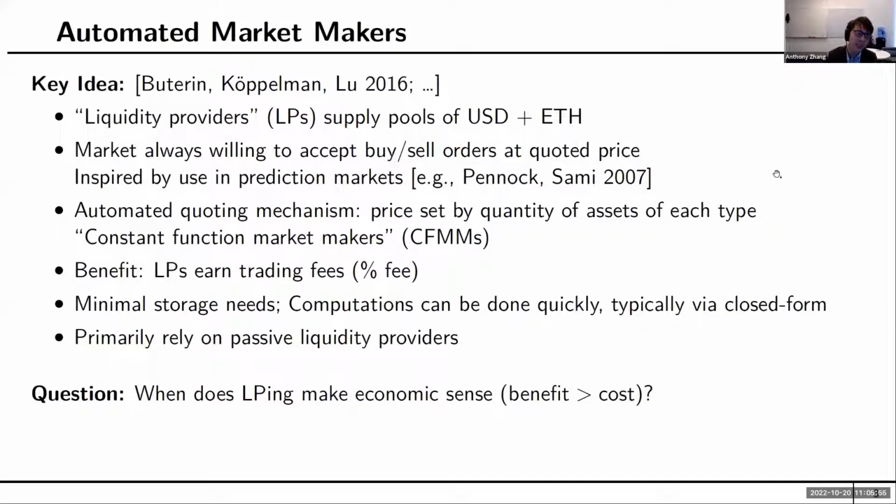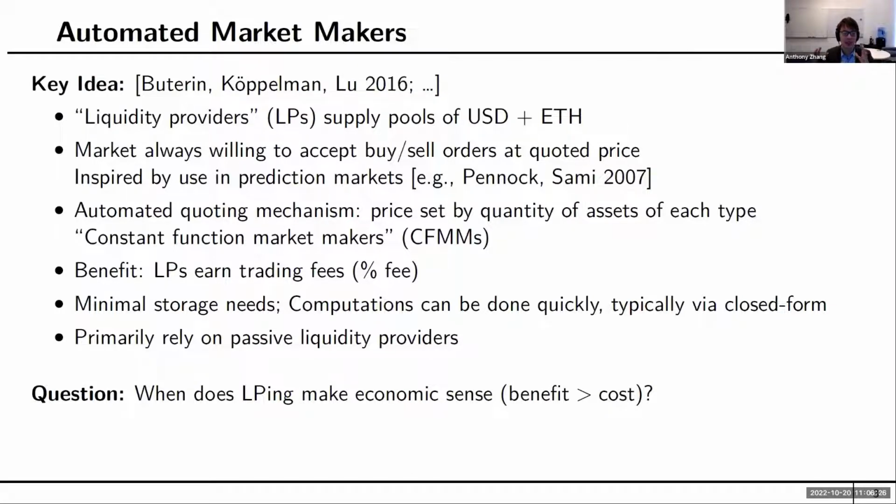An interesting solution that has arisen and gained a lot of product market fit in the blockchain world is automated market makers. The basic idea of an automated market maker is that a liquidity provider supplies a pool of US dollars and Ethereum, and then the market is always willing to buy or sell any amount of an asset at a given price. The price is just a function of how much Ethereum and how much US dollars the pool has.